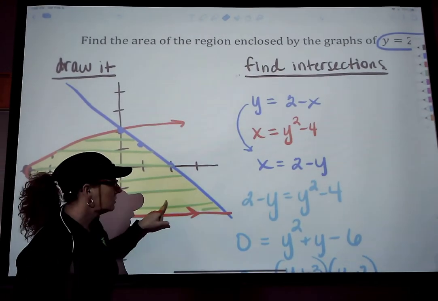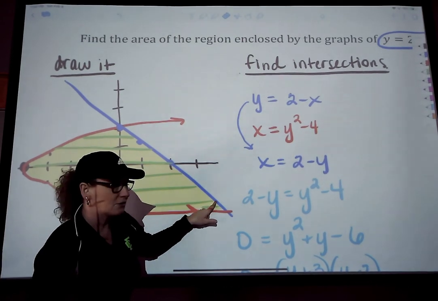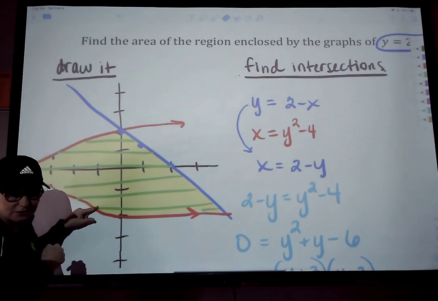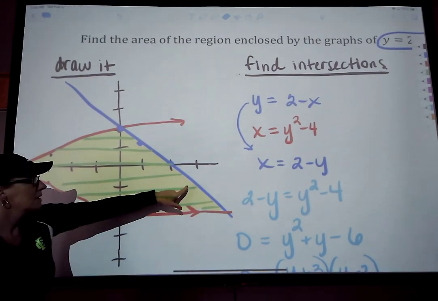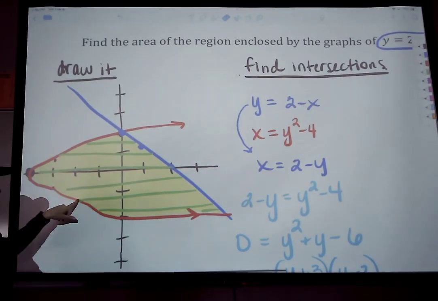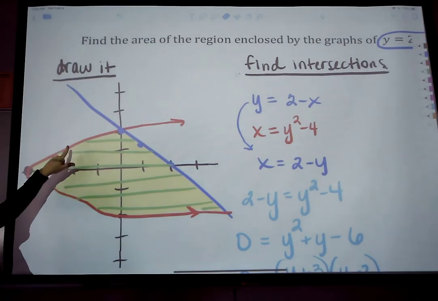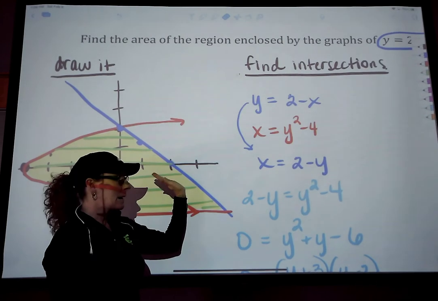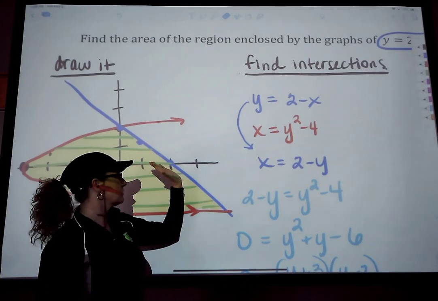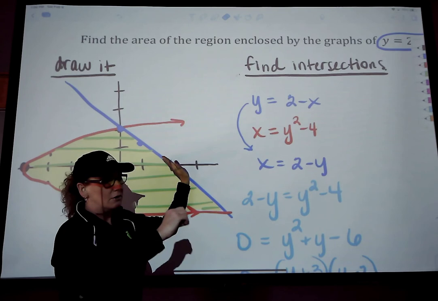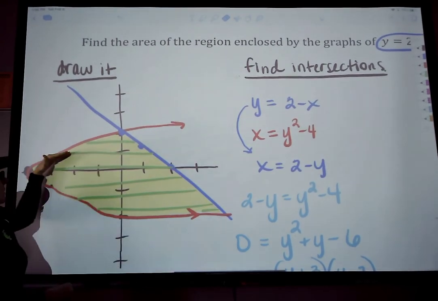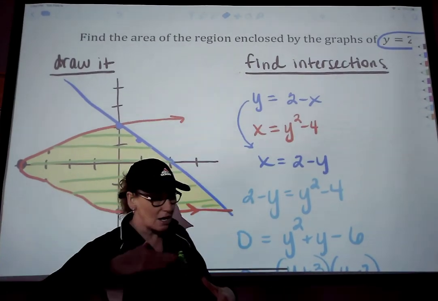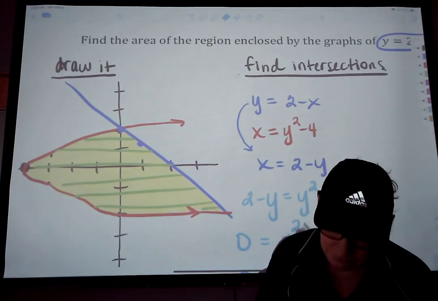See this green rectangle? Isn't this blue x value greater than this corresponding red x value in this rectangle? Yeah. This x value is greater than this one. This x value is greater than this one. Make sure you do a positive height on your rectangles. You want your blue function minus the red function. We're doing right minus left. Every time we use horizontal rectangles, right minus left.